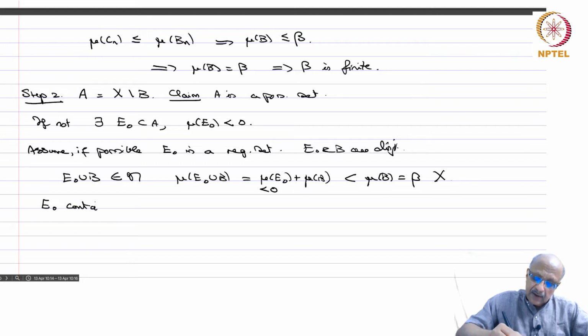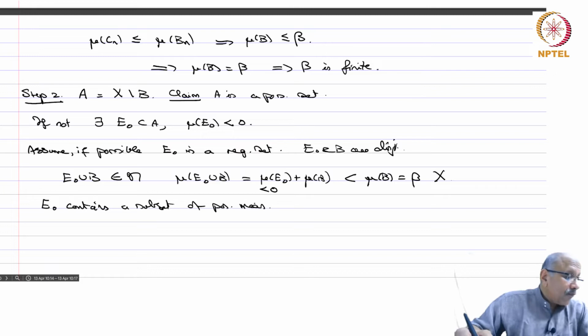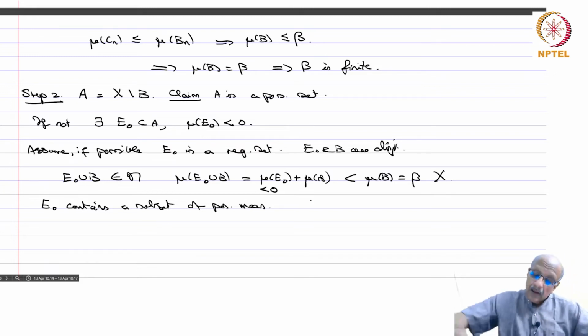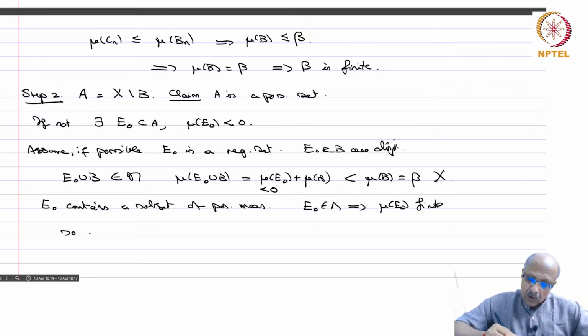And therefore E naught contains a subset of positive measure. But E naught is in N, and this implies that mu of E naught is finite, so are all subsets of E naught.